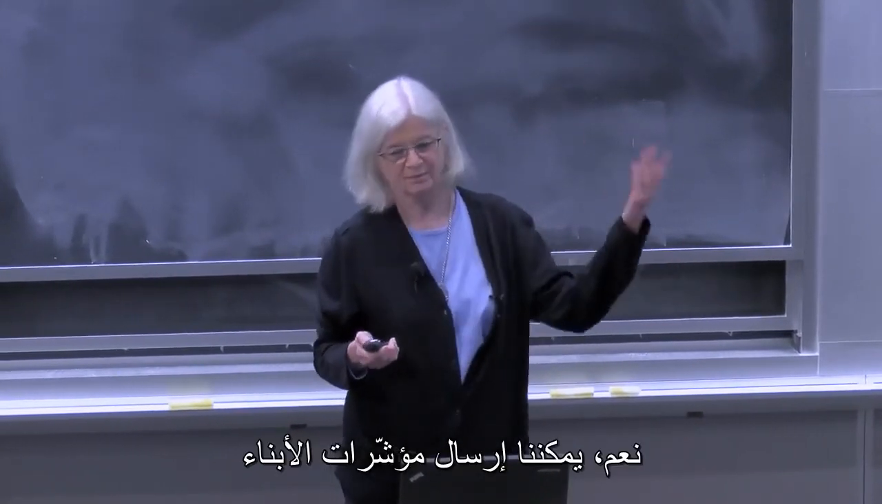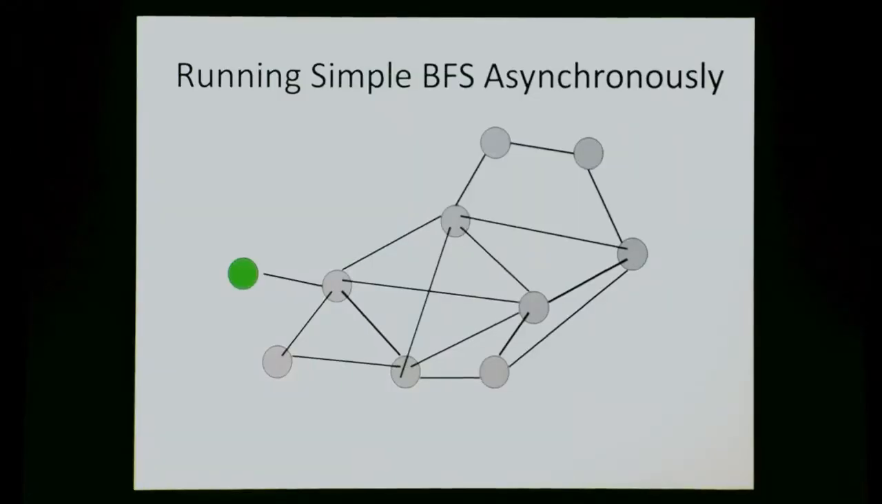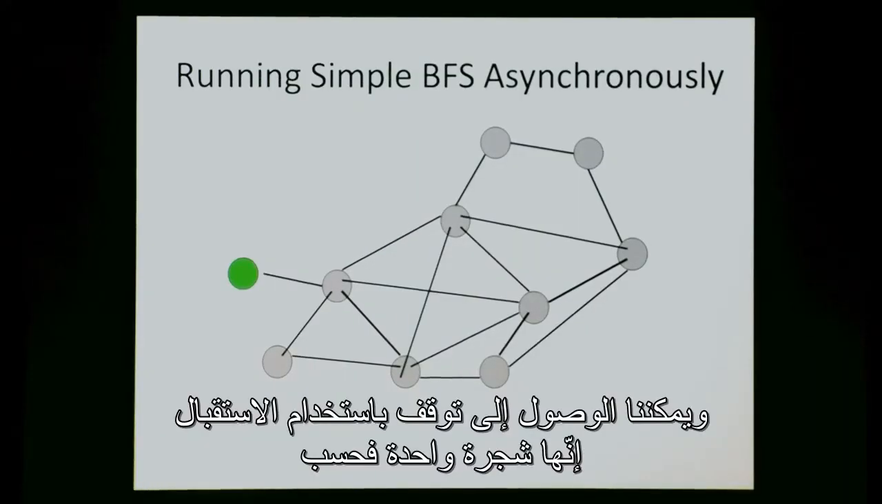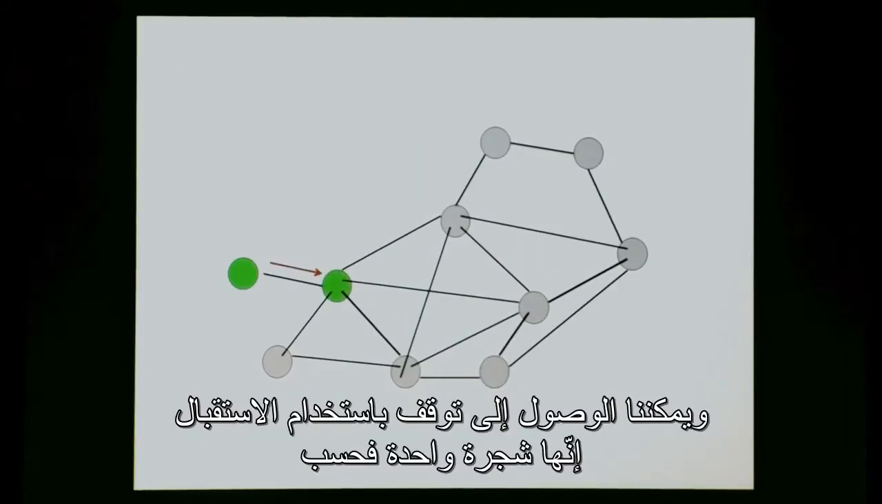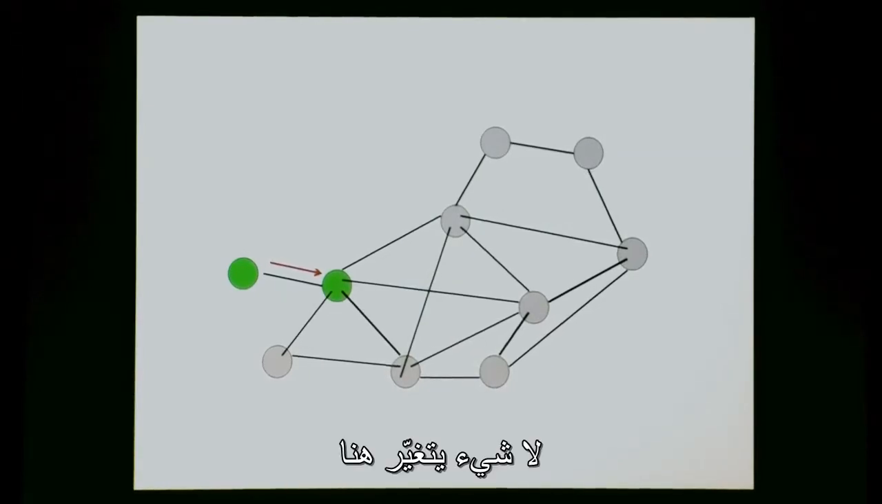So we can set up the child pointers, and we can do termination using convergecast. It's just one tree. There's nothing changing here. Okay, and applications, same as before.